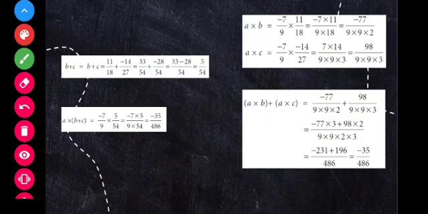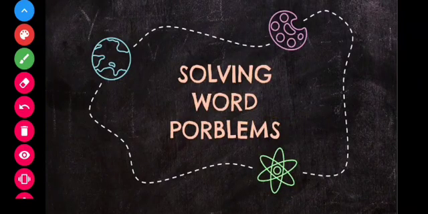Then we have learned additive identity, multiplicative identity. Then also we have learned additive inverse and multiplicative inverse. And we have learned three important properties, which are commutative property, associative property, and distributive property. Okay, so let's get into the next topic, which is solving word problems.